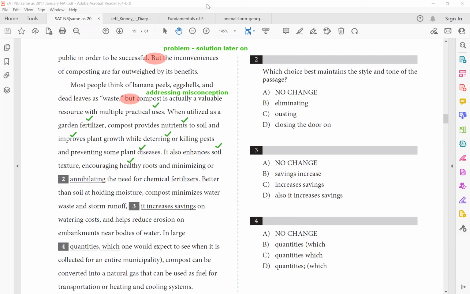So we know it is taking out the need. So it has to be eliminating, right? It's not annihilate. You're not trying to wipe out a whole generation or village. It's not ousting. You're not trying to expel someone, right? And of course, closing the door is usually closing the door on someone's opportunities. Okay, so eliminating the need for fertilizers, chemical fertilizers, better than soil at holding moisture. Compost minimizes water waste and storm runoff.